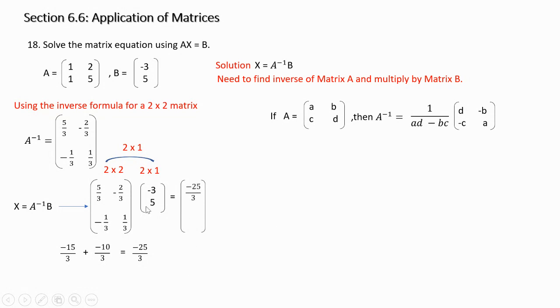Then we multiply -1/3 times 3. It's going to give us 3/3. Then we multiply -1/3 times 5. It's going to give us 5/3. If we add them, it's going to give us 8/3. And this is the answer for x and the answer for y.